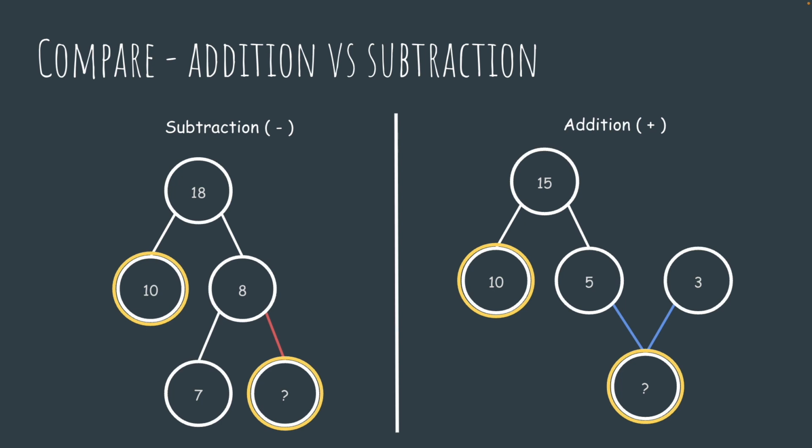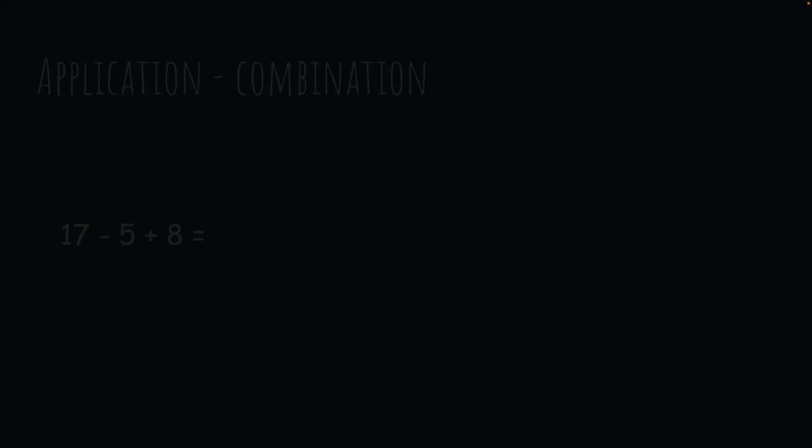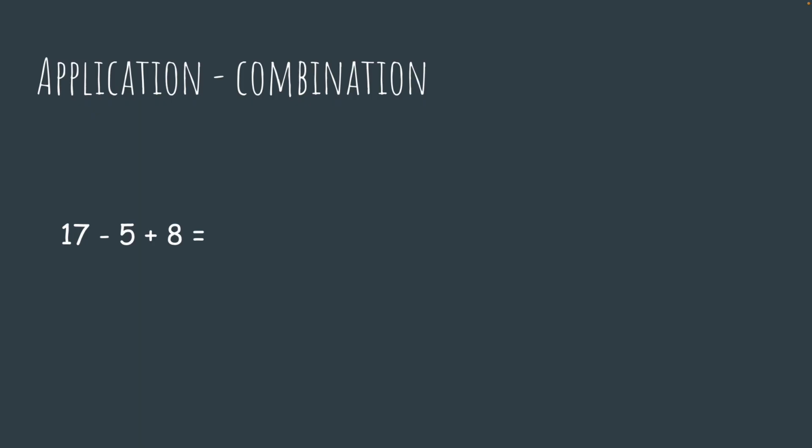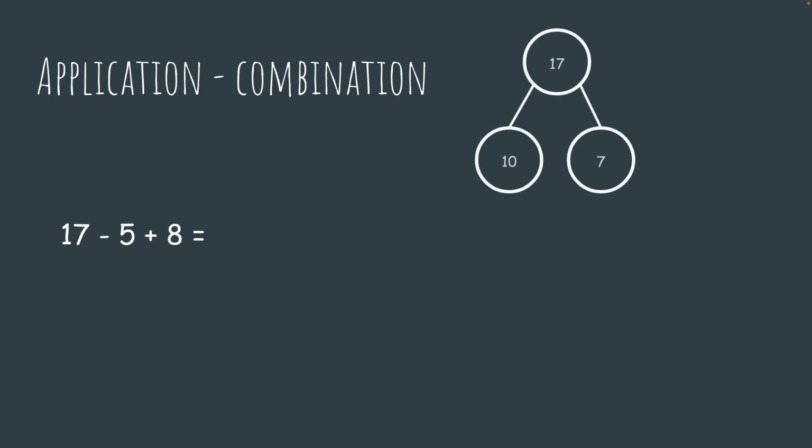You might be wondering how to solve a question that includes both addition and subtraction. So now, we are going to try a little trickier question. It's 17 minus 5 plus 8, which has two operations involved. But don't worry, we can still solve it step by step. First, we are going to break down the big number 17 into parts. We can think of it as 10 and 7.